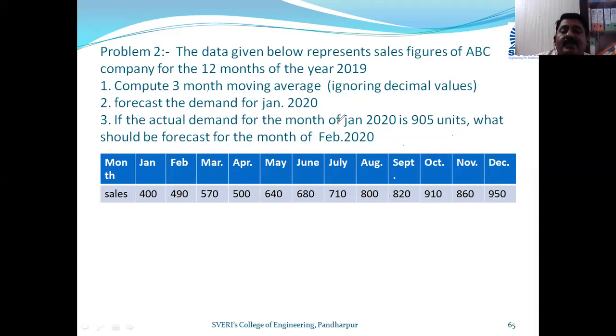Okay. Then if the actual demand for the month of January 2020 is 905, the actual demand given for January is 905. What should be the forecast for the next month? In this case, what will you do? You will write here the month of January and this demand, and then you will take November, December, January, and you can easily calculate for February. Don't consider this point in the second case. In the second case, we have to calculate with this value, and don't consider this value for case number 3. These two are completely different calculations as asked in the numerical. So we will proceed accordingly.